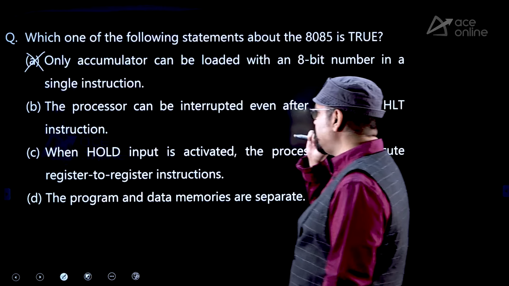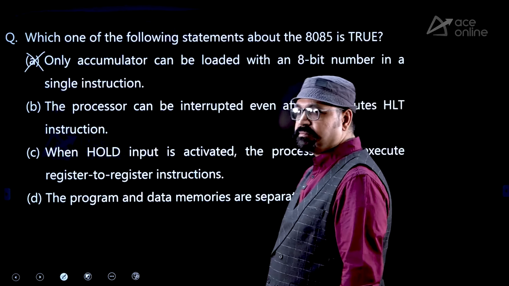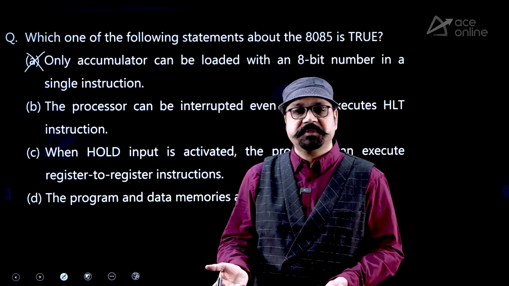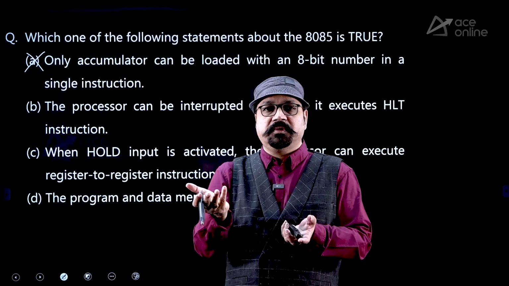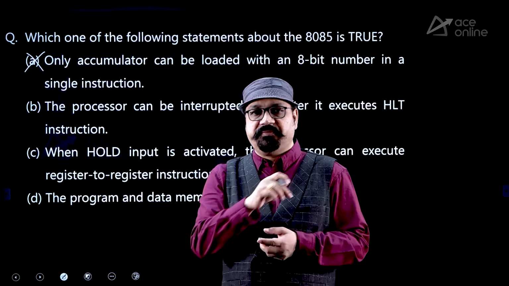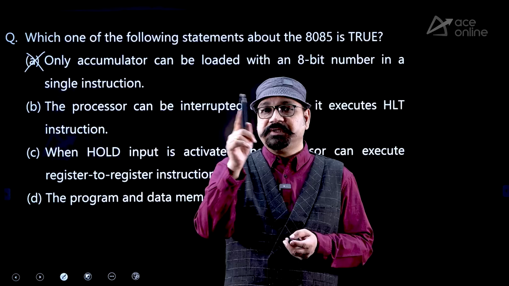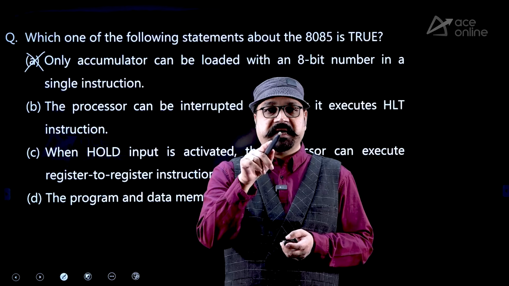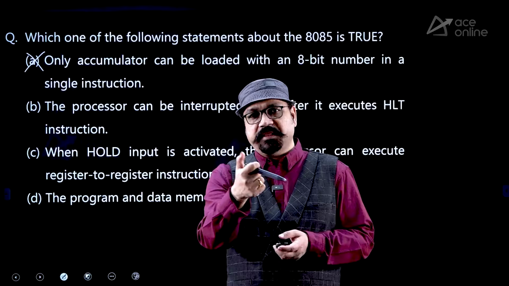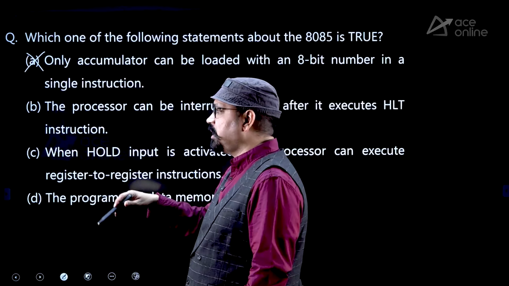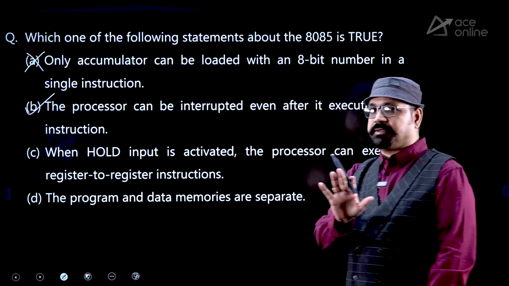The processor can be interrupted even after it executes the halt instruction. Correct. That is the meaning of interruption. When the microprocessor is executing the main program, that processor is supposed to be interrupted if an interrupt signal comes externally or internally also. Even after executing the halt instruction, if you want to bring the processor out of the halt condition, either you apply a reset signal or you apply an interrupt signal. This is true. There is no need to check C and D, but we will check.